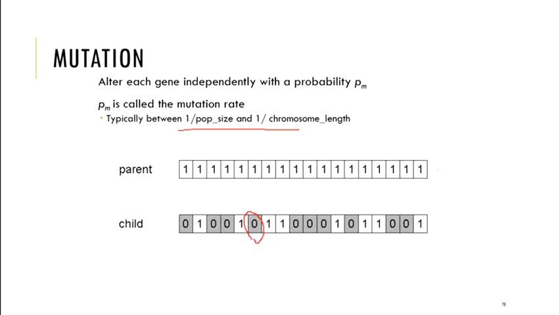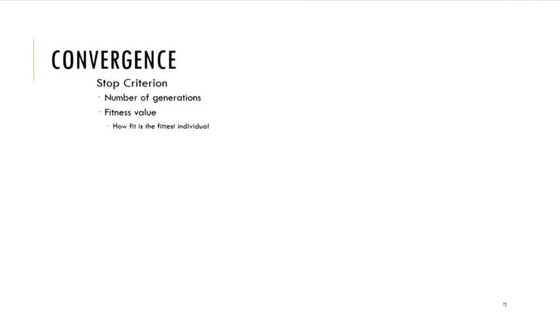The stopping criteria or convergence of the algorithm can be based on any one of these. One, the number of generations. If you have iterated the required number of times, then you can stop. Let's suppose 150 iterations are done, so now we can say that whatever the result is, we take it as the final result. And second is the fitness value.